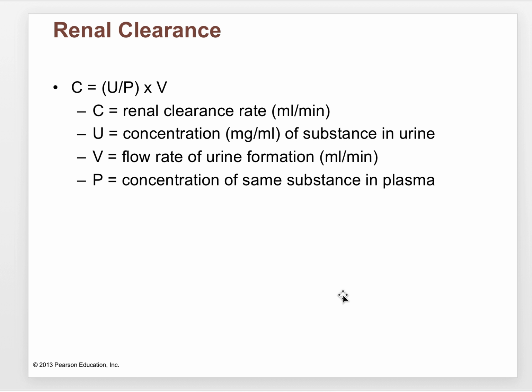There's a formula. Renal clearance, represented by C, is equal to the concentration of the substance in the urine. This could be glucose or sodium, whatever you're measuring. Let's say it's sodium: it'd be the concentration of sodium in the urine divided by the concentration of sodium in the plasma, multiplied times the flow rate of urine formation. That product gives you the renal clearance of sodium.